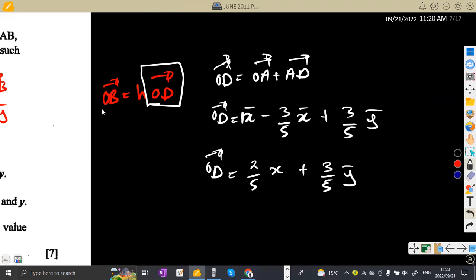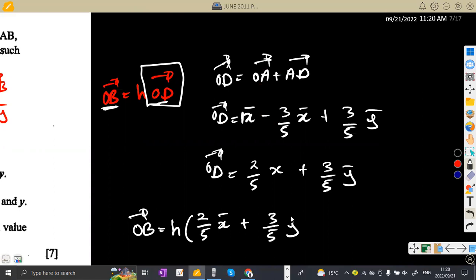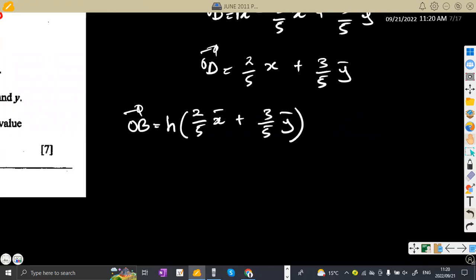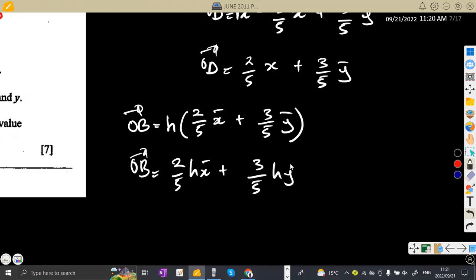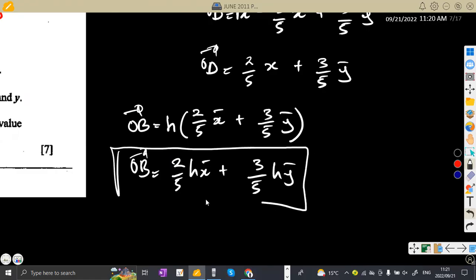But here we are given that OB is equal to H times OD. So now we can find our OB. OB is equal to H times the vector OD, which is 2 over 5 vector X plus 3 over 5 vector Y. At the end, we get OB by multiplying by H. So it's H times 2 over 5, which is 2 over 5 HX, plus H times 3 over 5, which is 3 over 5 HY. This is the answer that we're supposed to get for vector OB from that information.